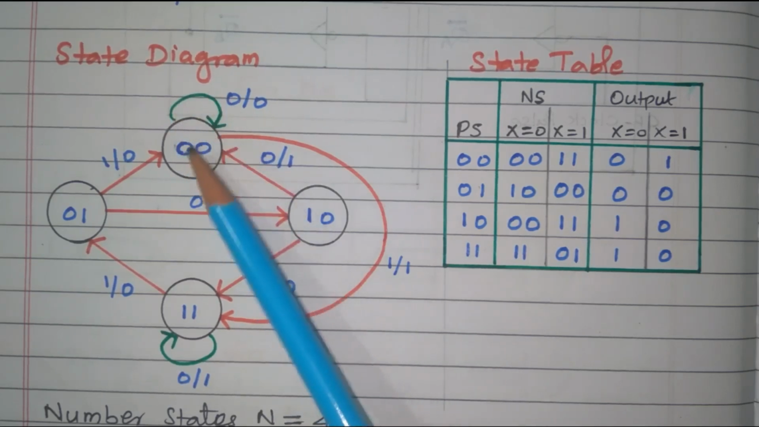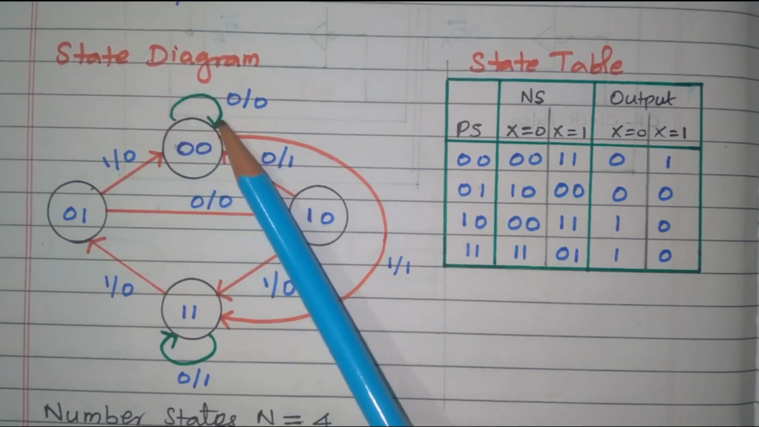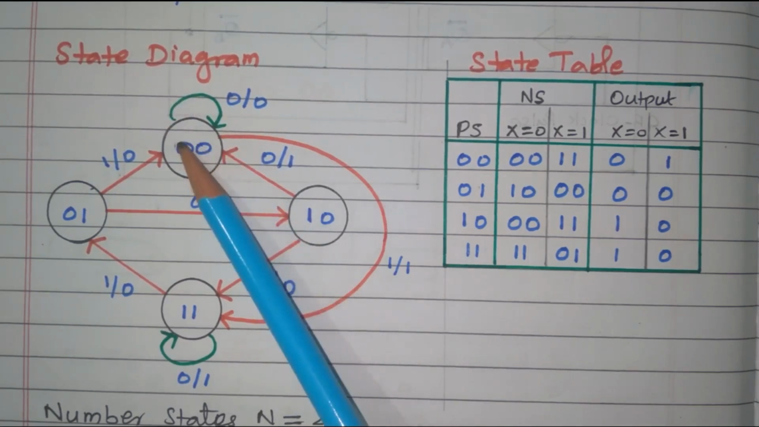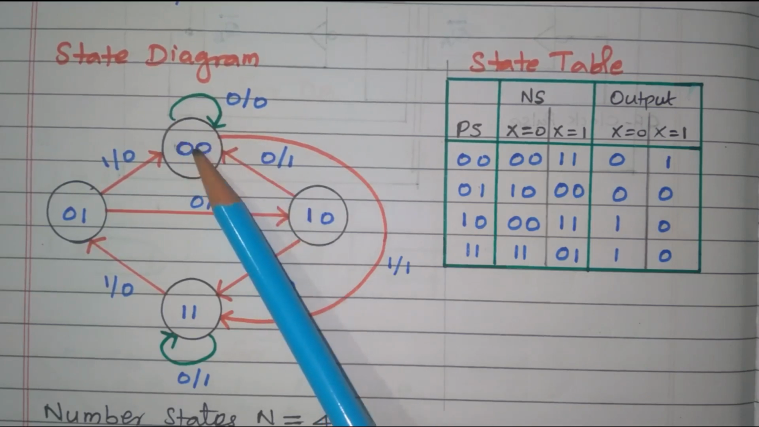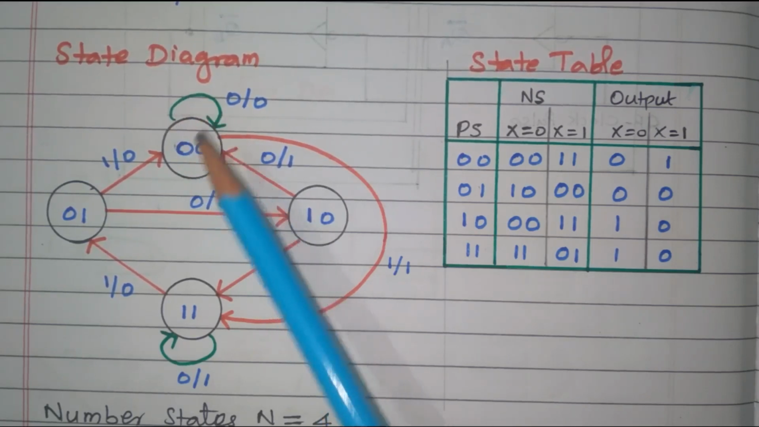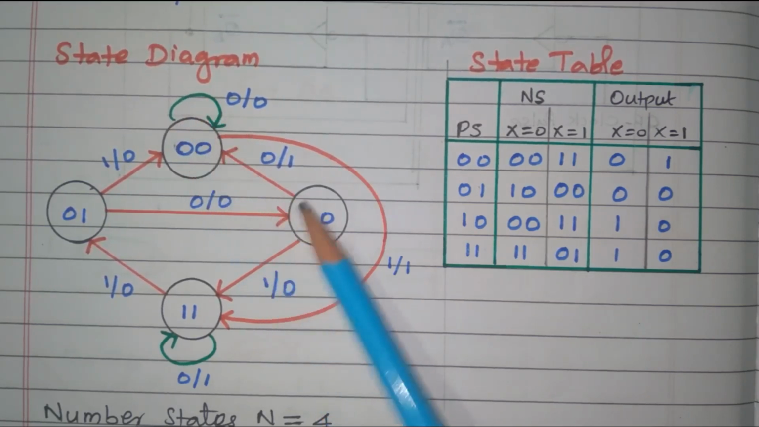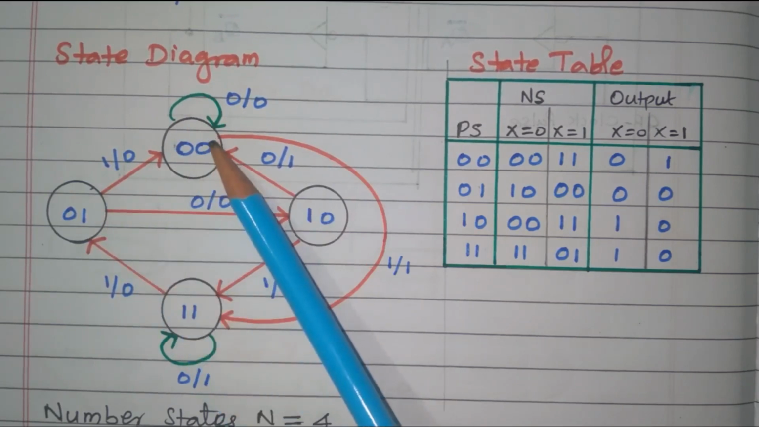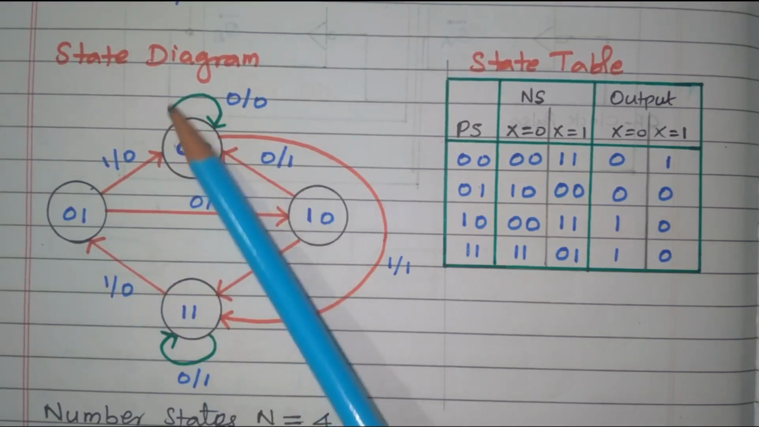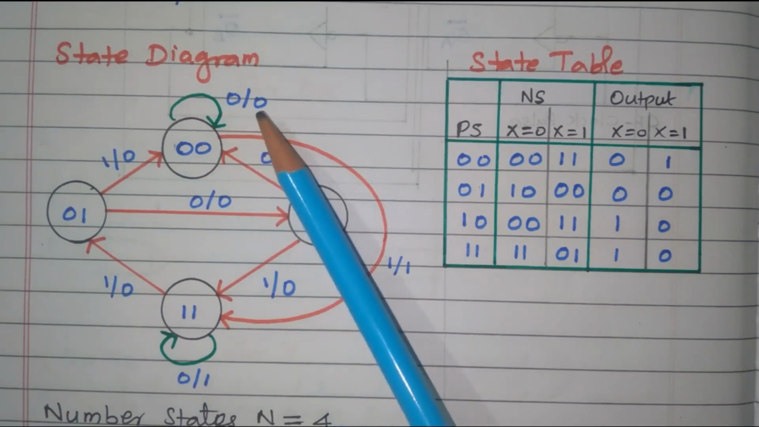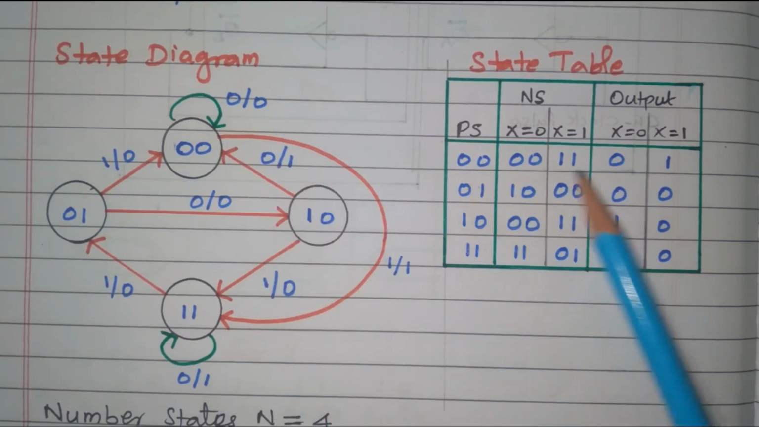This green color line indicates the state goes to the same state itself. The current state and the next state are also the same. So that is indicated by the green color line. Right. So there are 4 states, and they go from one state to another state or to the state itself. These 2 digits, the first one indicates input, the second one indicates the output. Now, we will develop this state table.